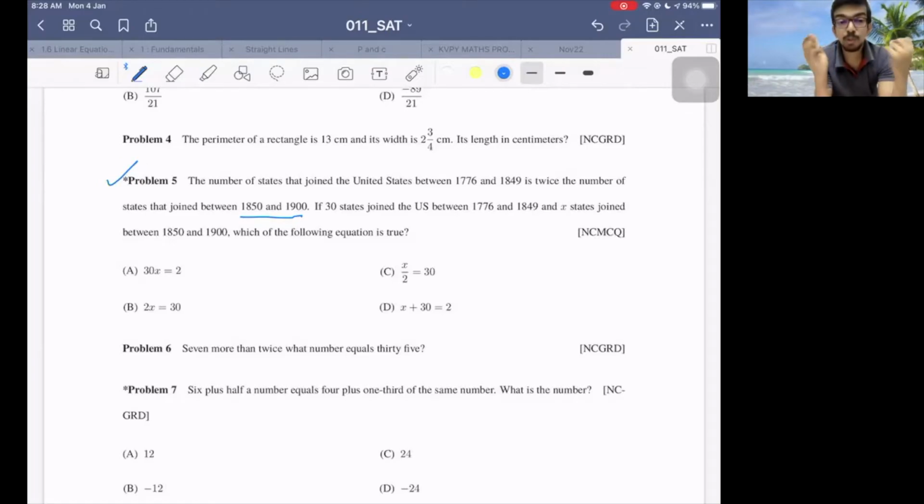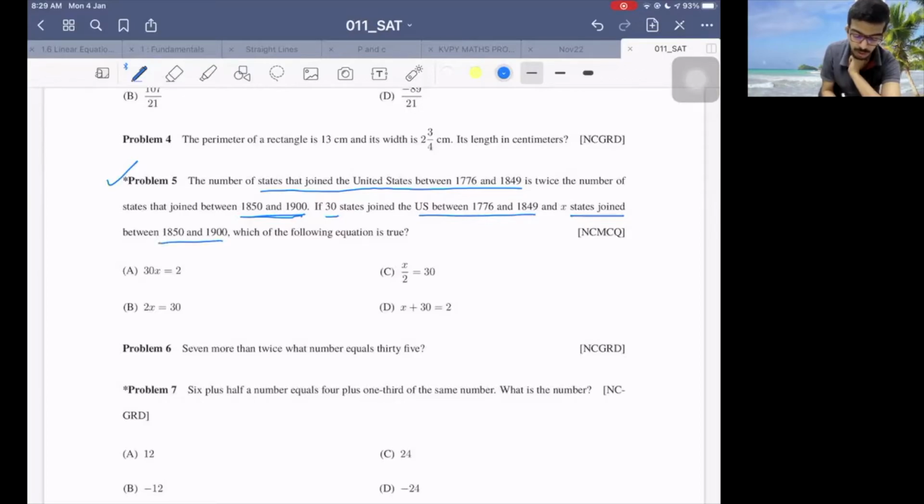There are two long sentences given in the question, but ultimately the crux of the problem is very simple, right? The number of states that joined the United States between blah blah blah is twice the number of states that joined between blah blah blah. 30 states joined US between these 2 years. X states joined between these 2 years. Then which of the following equations is true?